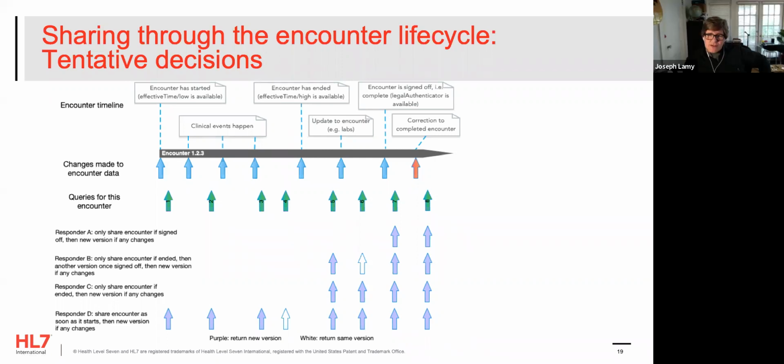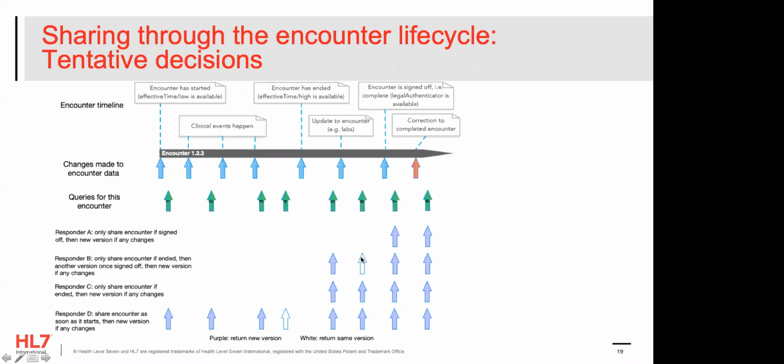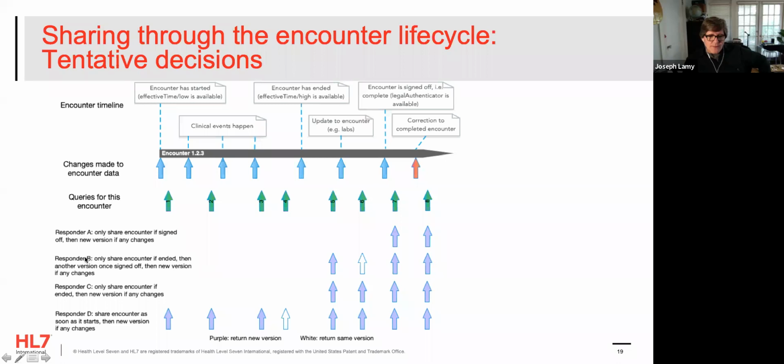Yeah, that's a good question. You're talking about responder B? Yes. So what it means, here's the heuristic. Responder B is going to start sharing the encounter once there's an end date. That's their first thing. Then they're going to give you one version once it's signed off. Then they'll give you every version if any change.